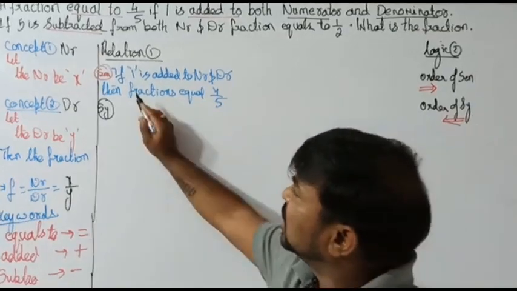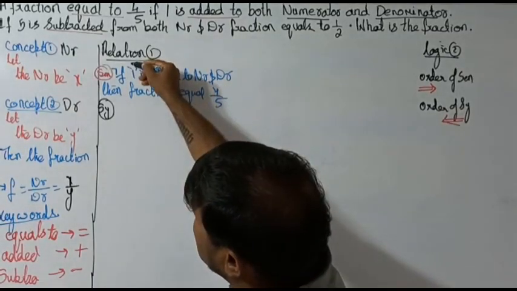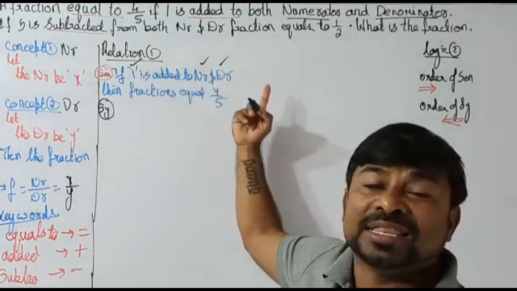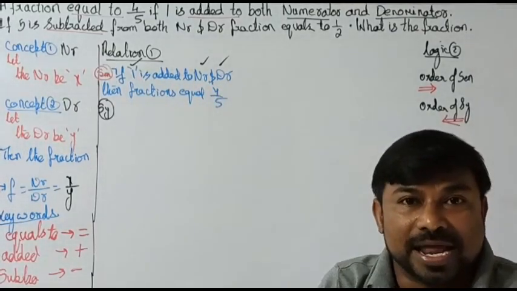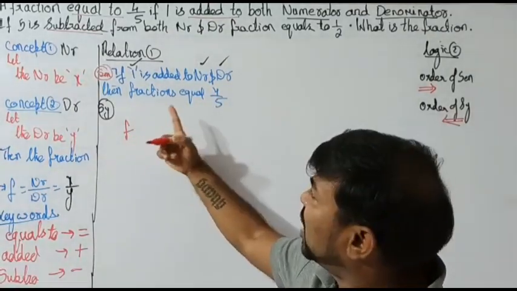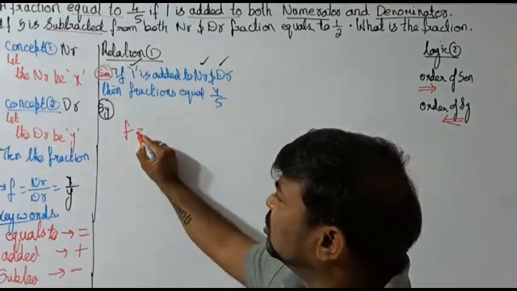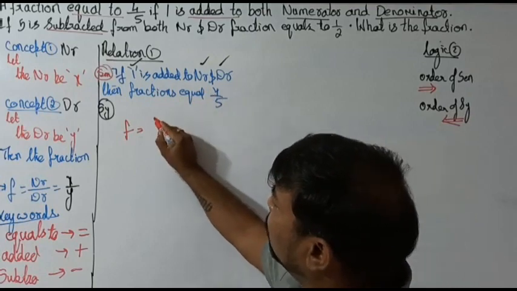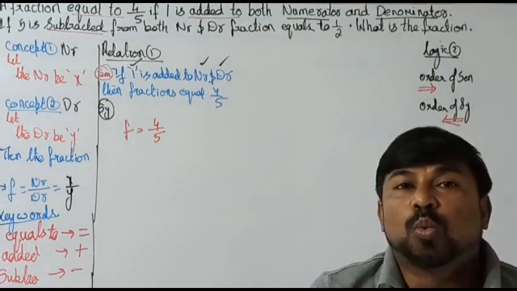Let me let you know what he says. If 1 is added to numerator and denominator, you can see 1 is at the beginning, and numerator and denominator are at the ending. And we are talking about the fraction. So how to write? Fraction equals, just now I said equals means equal. Fraction equals what? 4 by 5. Fraction equals 4 by 5.